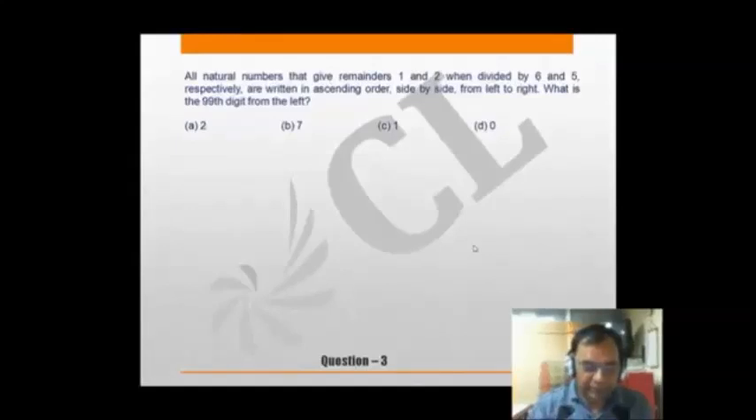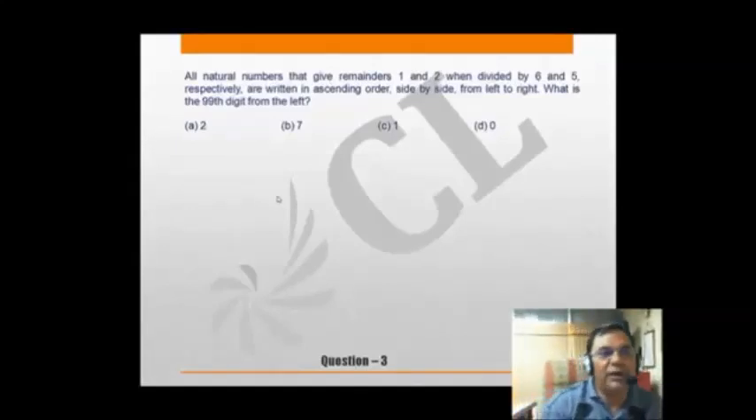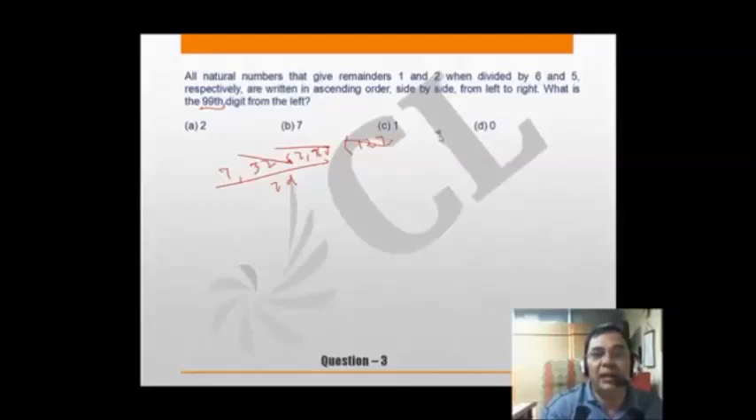Now this question is a simple thing. All natural numbers that give remainders 1 and 2 when divided by 6 and 5 respectively. What is the 99th digit? So the first number which comes is 7, then after that, with the LCM, 37, 67, 97. The 99th digit, oh my god, that means I'll have to check. So first of all, 7 digits are gone. Now the first number starts with 127 and the last number is 997.